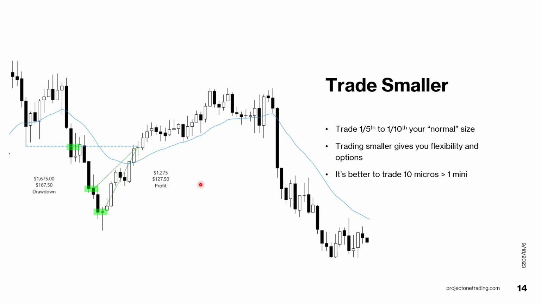So if you think you can get away with 10 E-minis, you really should be trading 1 mini. And if you think you can get away with 1 mini, you should really be trading 1 or 2 micros. Trading smaller gives you flexibility and options. And I'll go over it right here.